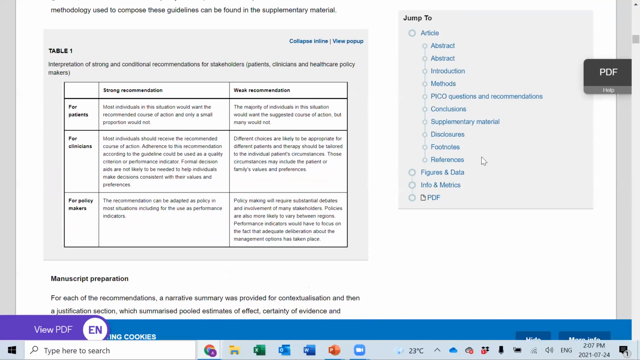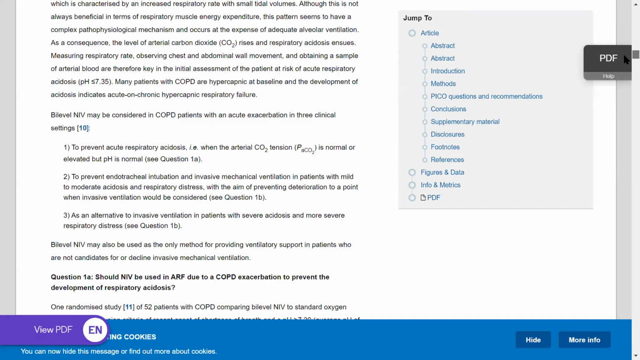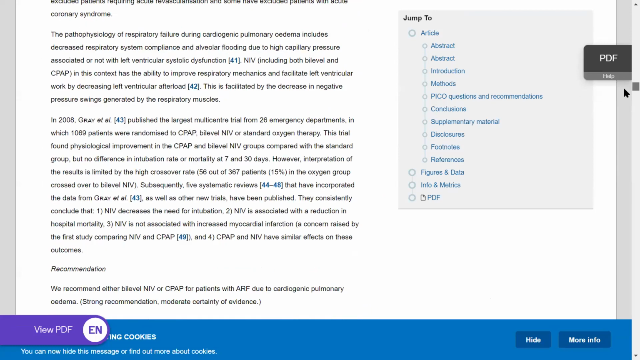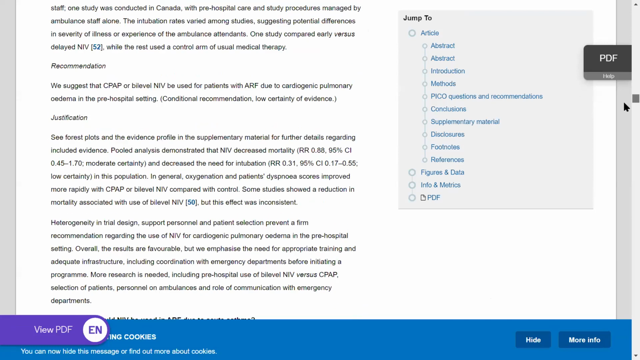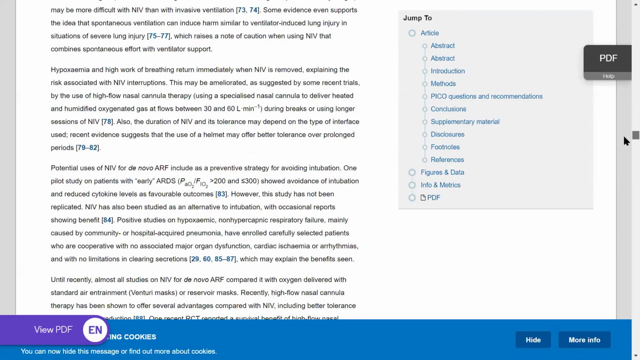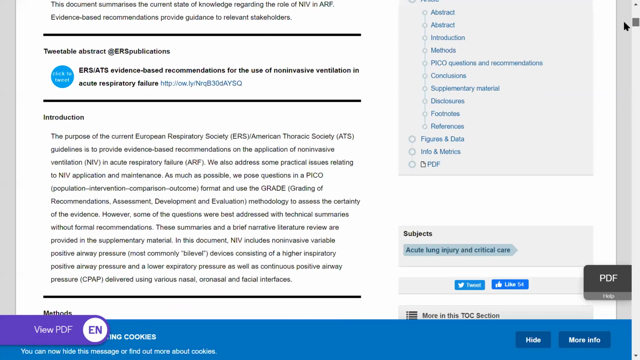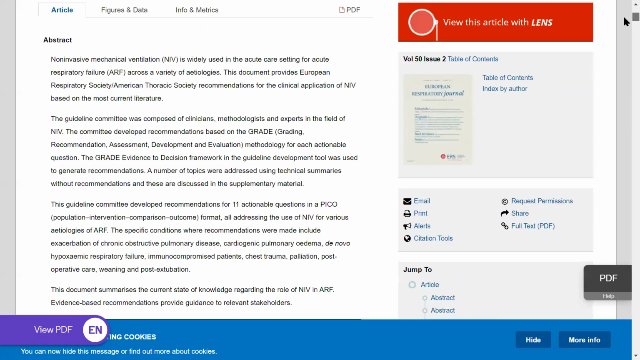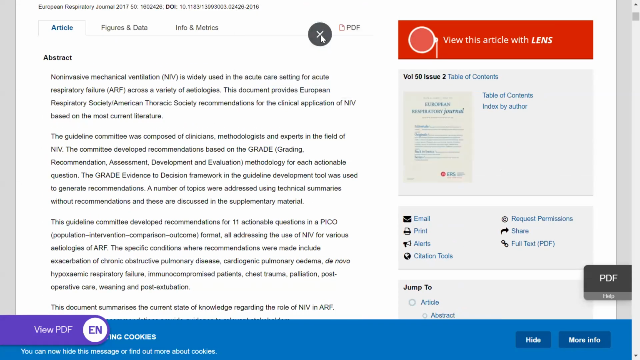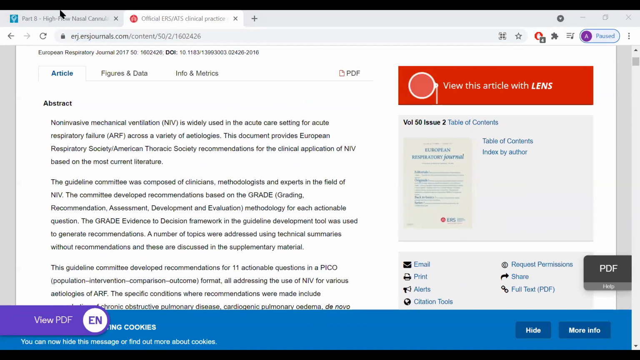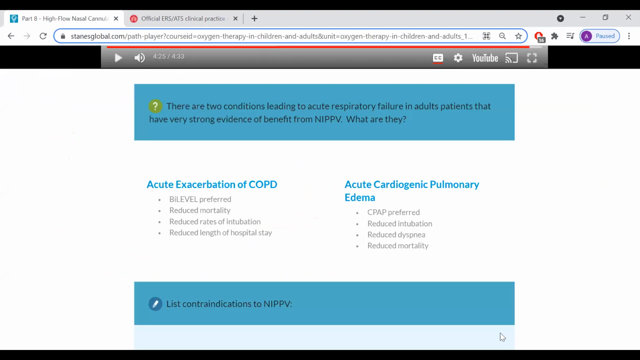I think people can use this paper to see all the details. But as you have seen, COPD and congestive heart failure, those two conditions benefit from non-invasive positive pressure ventilation. So this is a good paper explaining that, and we can share the link with our audience.